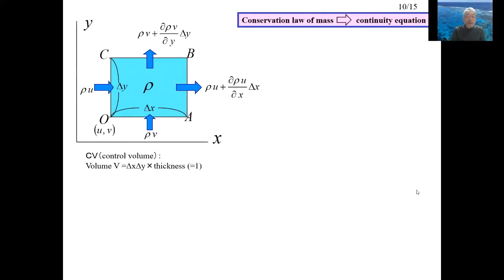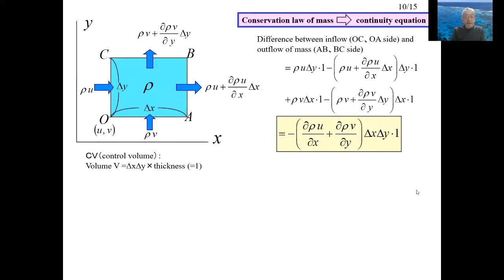Based on the inflow and outflow of mass explained on the previous page, we will derive the equation of conservation of mass, that is the continuity equation. The difference between the mass flowing in and out of the control volume is given in the yellow frame. This difference is generally not zero. This is because the density may increase or decrease over time within the control volume. The amount of increase or decrease in mass within the control volume is expressed by the time derivative of density multiplied by the control volume.